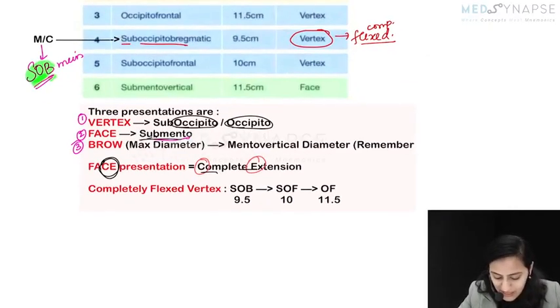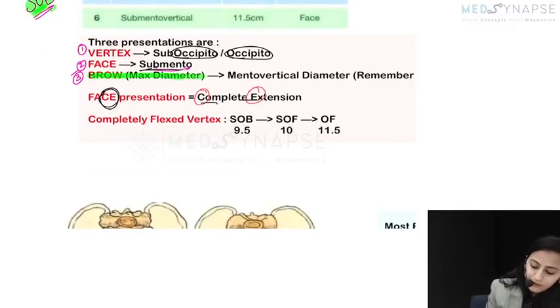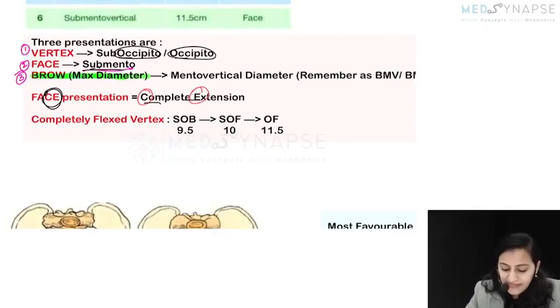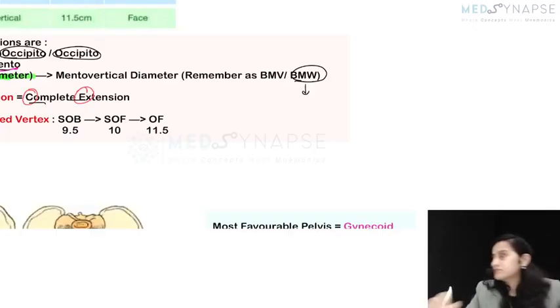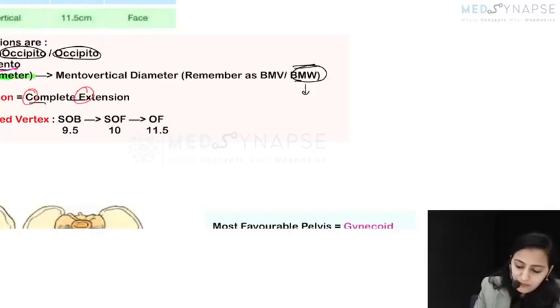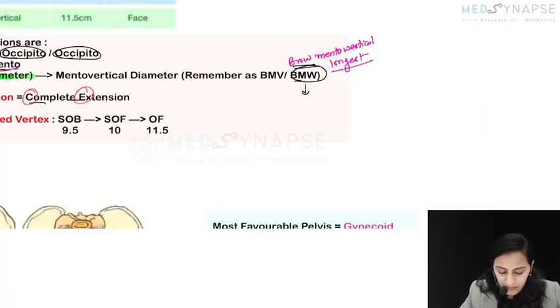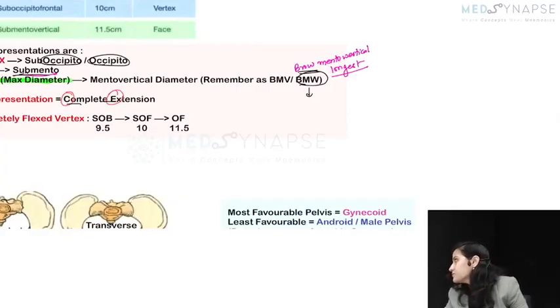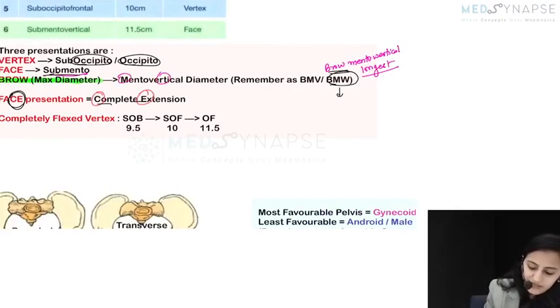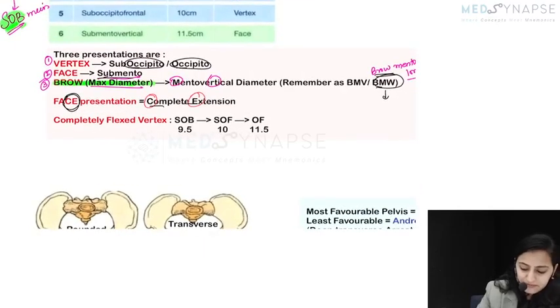The maximum engaging diameter is seen with what presentation? The brow presentation. Maximum, the longest. What is the long car? Sorry, van. And what is the other long car? BMW. Remember BMW. What is BMW? That is brow presentation. You have mento vertical, which is the longest diameter. So BMW, brow has mento vertical, which is the longest. That's the maximum.